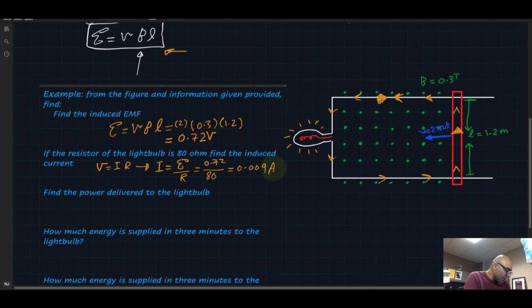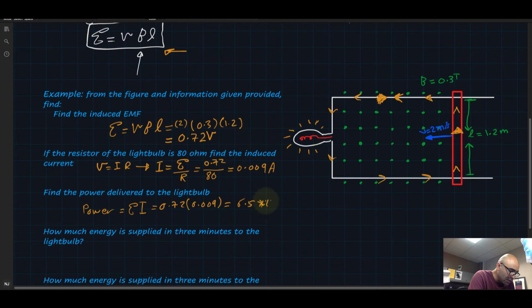The third part, let's find the power delivered to the light bulb. We know that the power is equal to V times I, or the electromotive force times I, and the electromotive force is given as 0.72, multiplied by I, which is 0.009. That would be a small number, so the power is equal to 6.5 times 10 to the minus 3, and the power is measured in watts. And what is the fourth question? The fourth question is how much energy is supplied in 3 minutes?